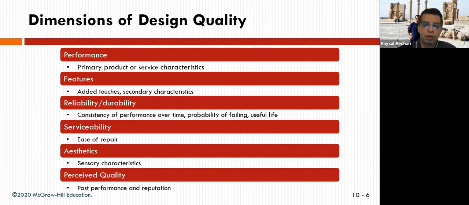The probability or chance of failing: how long can this product be sustained when they're selling it and people are using it, does it break very quickly or not? Serviceability: after you sell this product, how easily can they repair it? Some stuff you don't buy because it's hard to repair.